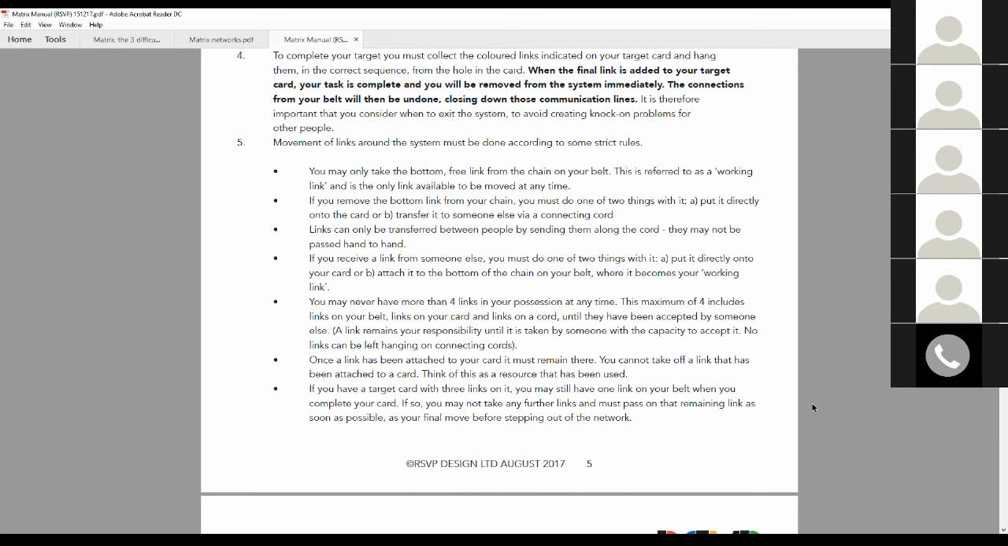Once a link has been attached to your card, it must remain there. You can't take that link off. It's been attached to a card. Think of this as a resource that's been used. It's something that you've made the decision to take out of the system and consume by attaching it to your card. So once it's on the card, it stays on the card.